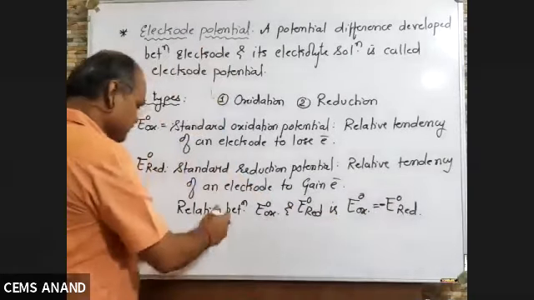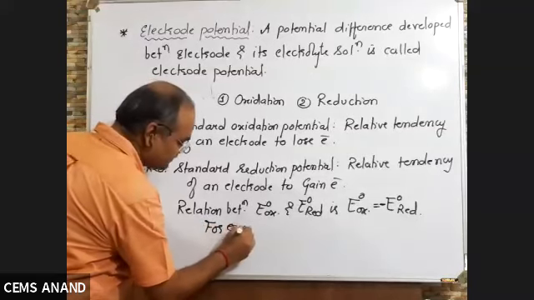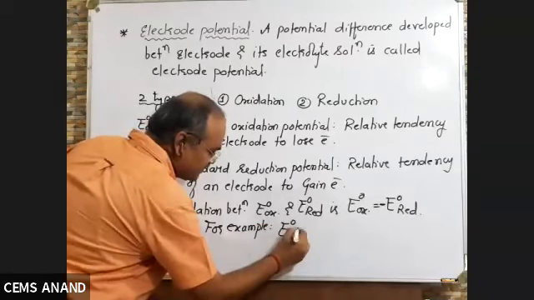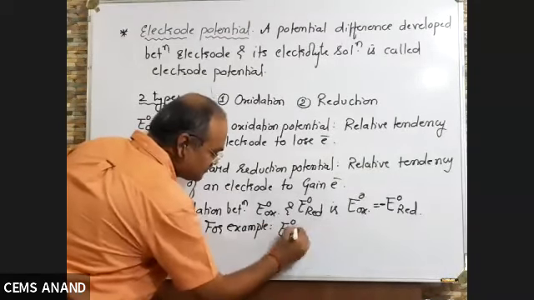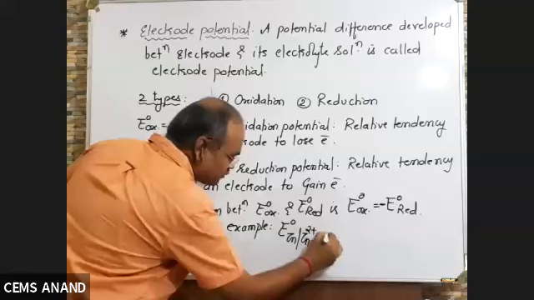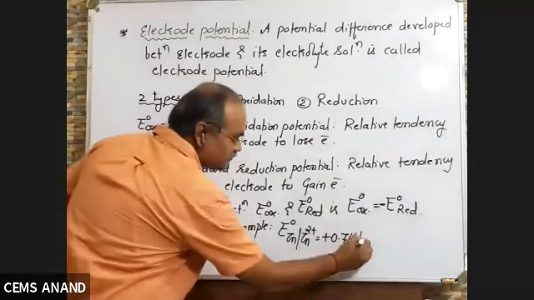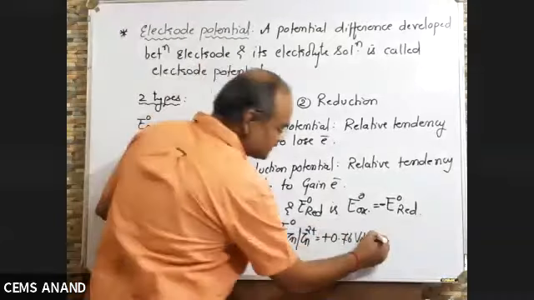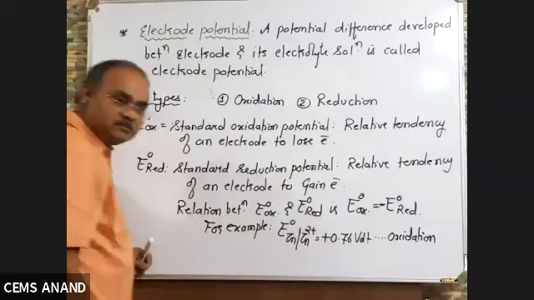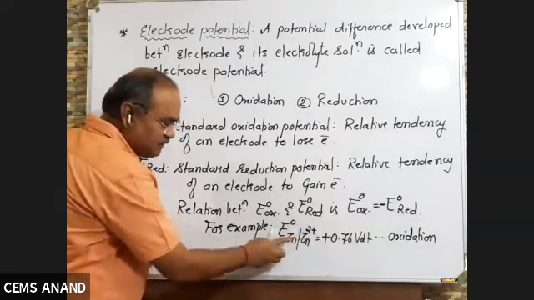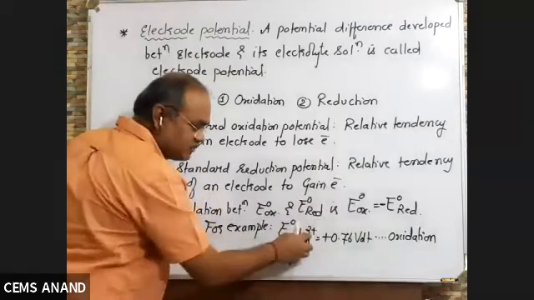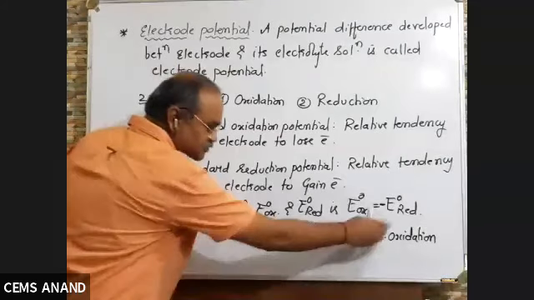For example, I will take an example. If E0 Zn oblique Zn2 plus is equal to plus 0.76 volt, this is oxidation. Right? Because it is metal oblique ion, and when metal is converted to ion, you have studied in 10th and 11th, metal loses electron and becomes positive. So here metal is becoming positive, which means it is oxidation.